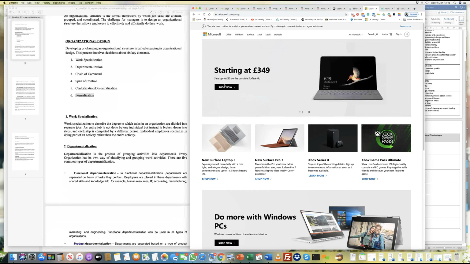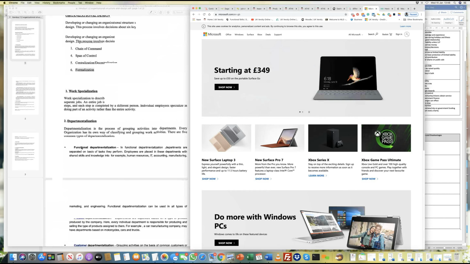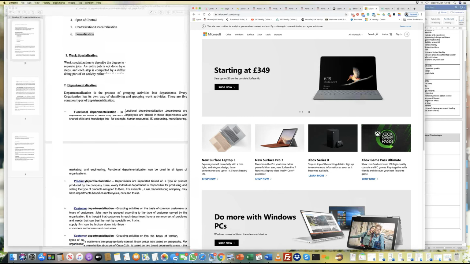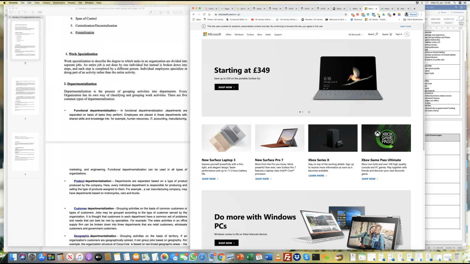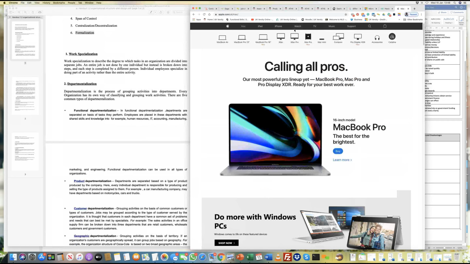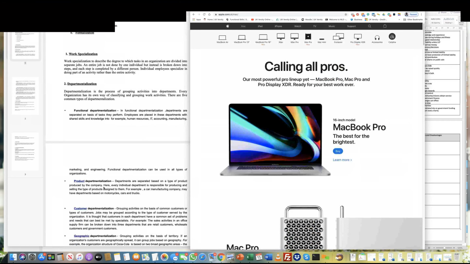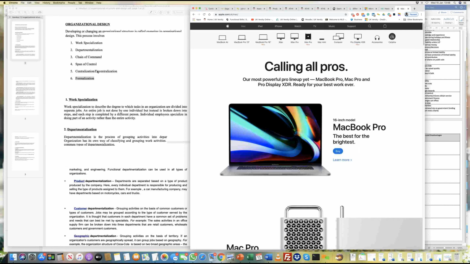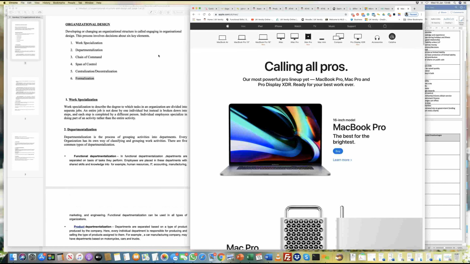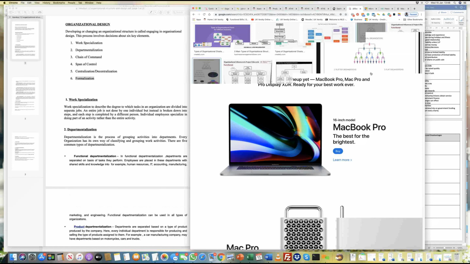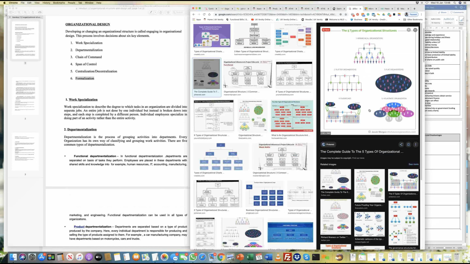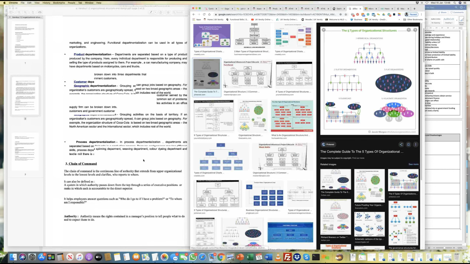Correct. But within departmentalization, it will be functional or product related, because they have classified their products. If you look at Apple, they have classified their products. 100%. Right? When you look at span of control, what kind of organization do you think would have span of control? Minimum number of people having maximum number of control or chain of command.